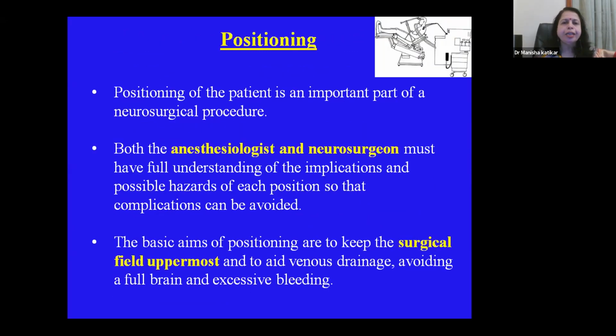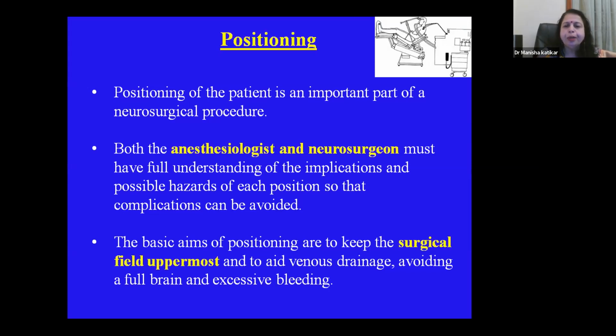The next important aspect after induction is positioning of the patient. Both the anesthesiologist and neurosurgeon must have a full understanding of the implications and possible hazards of each position so that complications are avoided. The basic aim while positioning is to keep the surgical field uppermost, which will help in venous drainage. It will avoid a full brain and excessive bleeding.